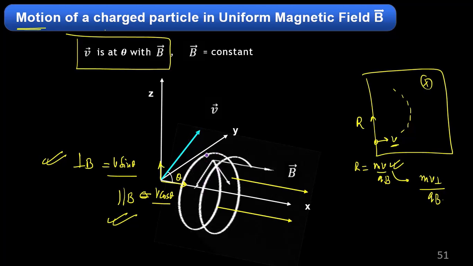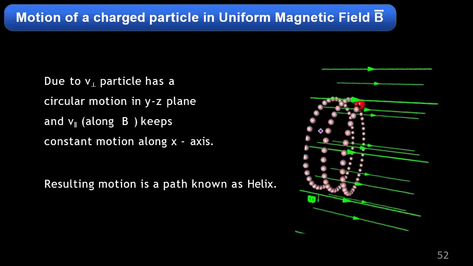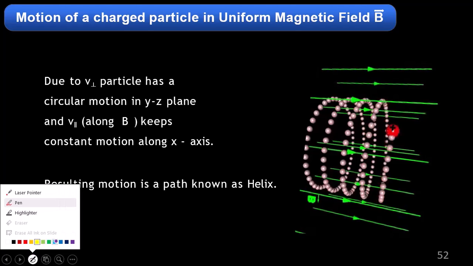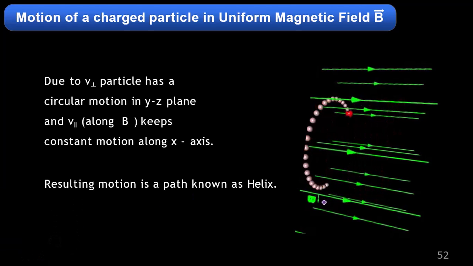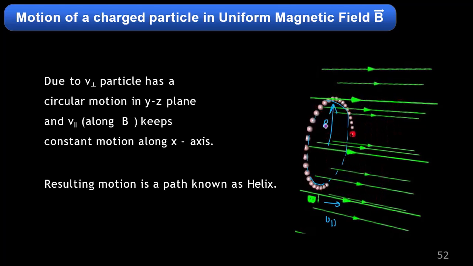One is circular motion, another is the forward movement. So this is the circular movement. The circular movement is due to the perpendicular component, and there is a forward movement also. Why the forward movement? Because this forward movement takes place because of the v parallel component. And the circle being formed, whose radius r is dependent on the perpendicular component.